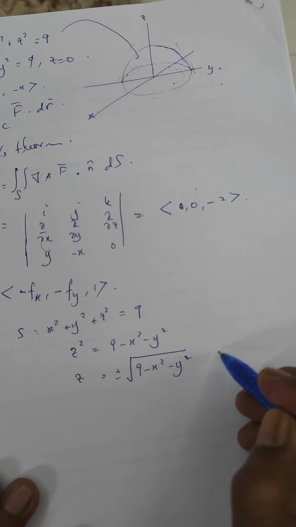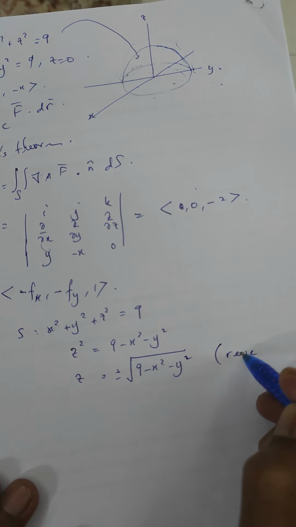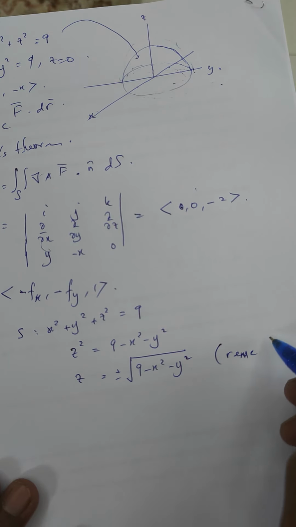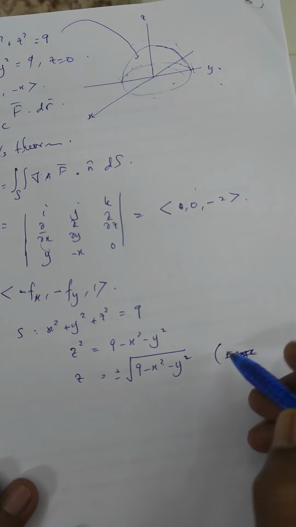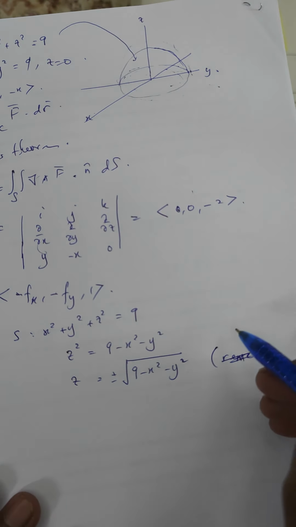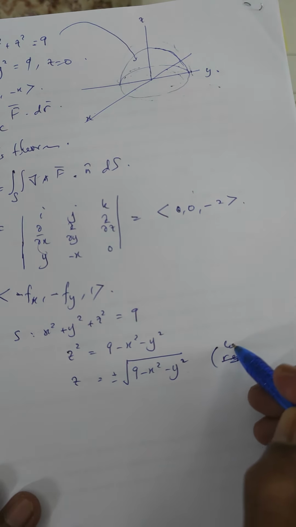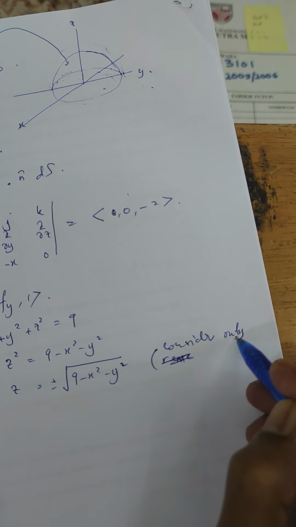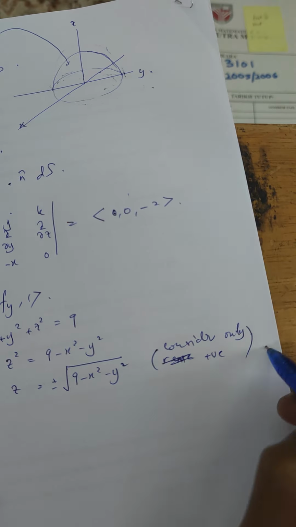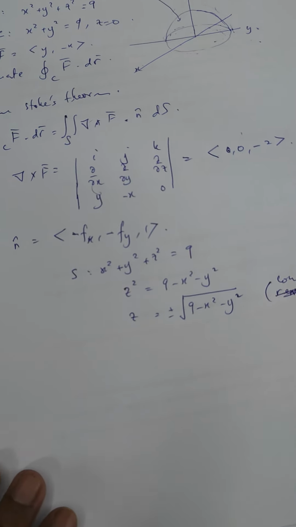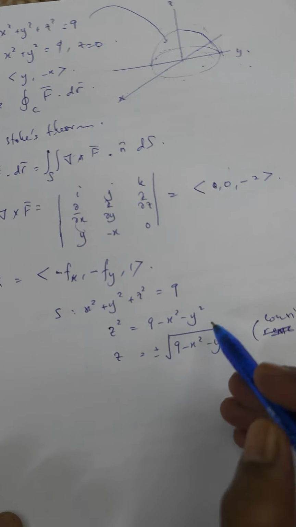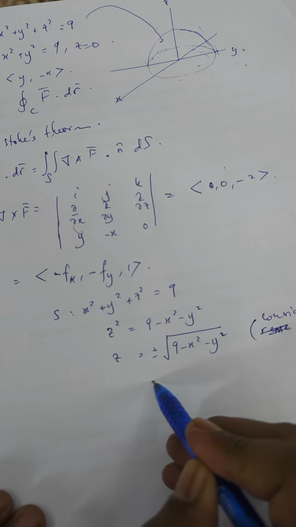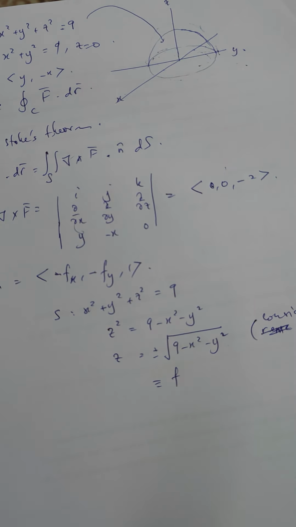We remove the negative. Not really remove actually, we just take into account the positive part. Consider only positive. Okay, this is your f. That gives you your f of xy.